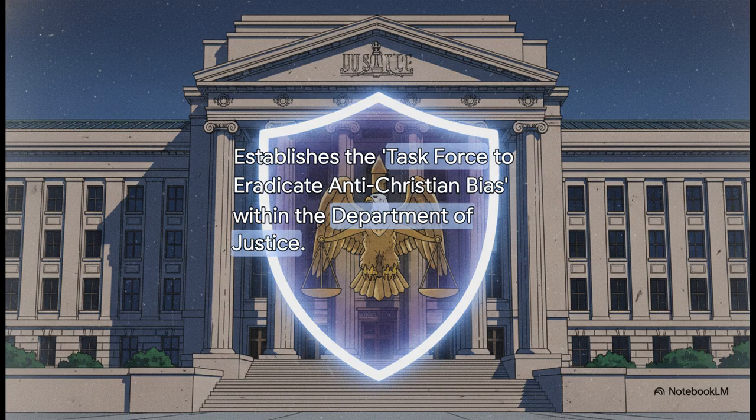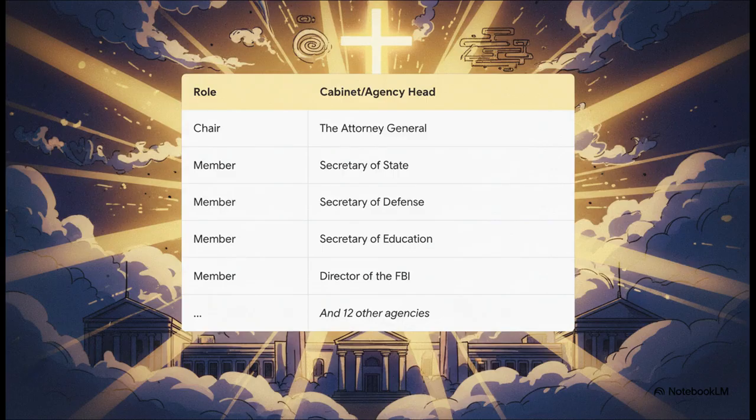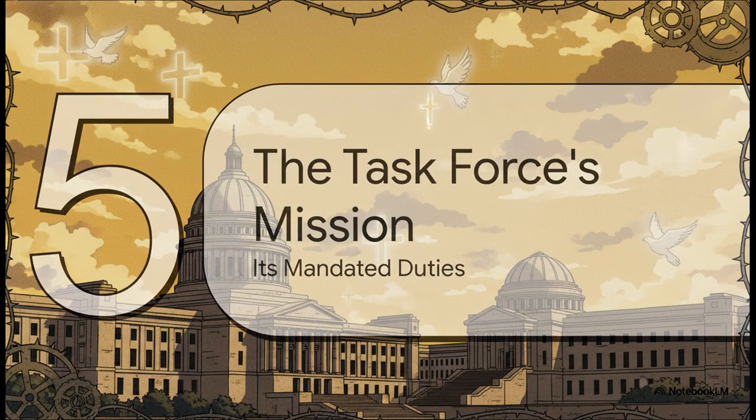The best way to think about it is like a focused government-wide audit, but it's looking for one very specific thing: anti-Christian bias. And when you look at who's on this task force, you realize just how significant its scope is meant to be. I mean, the chair is the attorney general, and the members, it's a real who's who of cabinet secretaries: state, defense, education, plus the director of the FBI and the heads of 12 other agencies. When you put that kind of high-level leadership on a task force, you're giving it some serious authority.